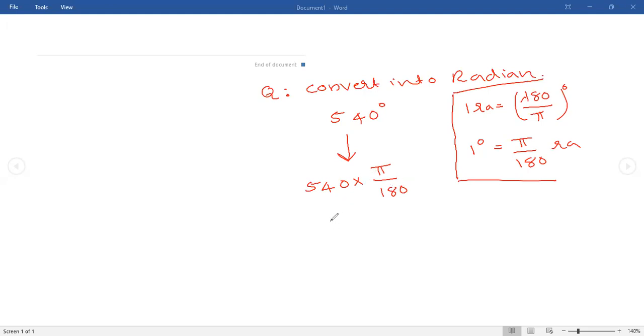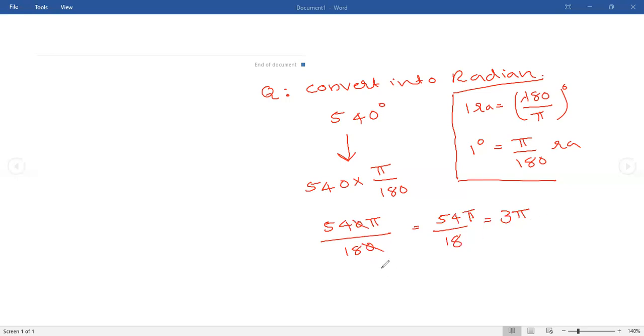When we are multiplying, the answer will be 540 pi divided by 180, right? You can cut a 0 on both sides and you will get 54 divided by 18. 54 divided by 18 will be 3, right? So you get 54 divided by 18 pi, that will be equal to 3 pi. 3 pi will be the answer. So is it clear for you?